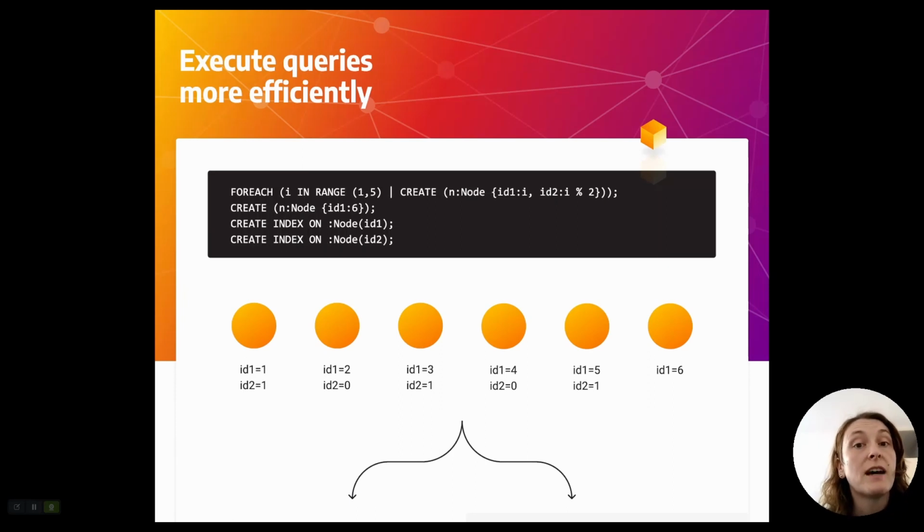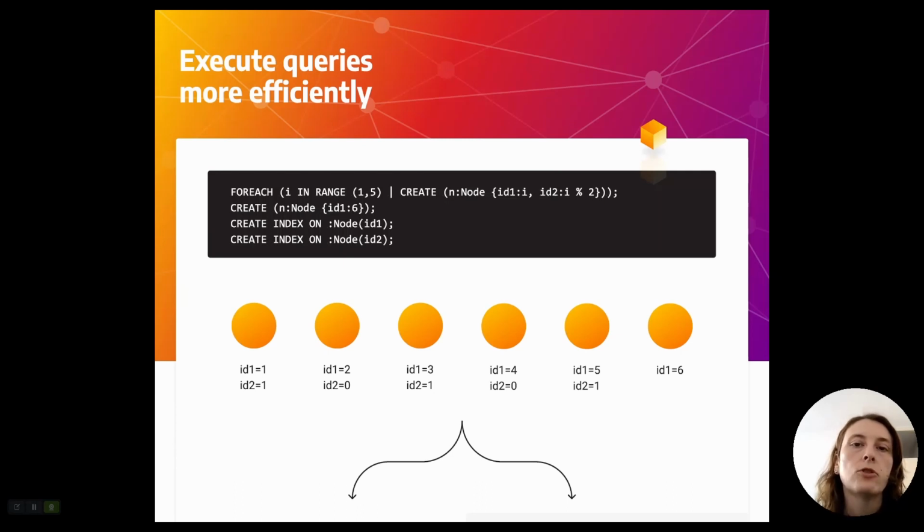Query planners are not always the smartest one in the room. That is mainly because they're missing some information to make the best decisions and therefore execute the query as fast as possible. This is especially true if you have several properties in your graph which have indexes, and then you want to filter nodes by using those indexed properties.